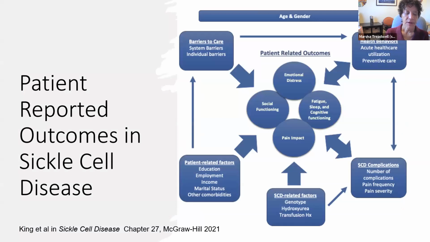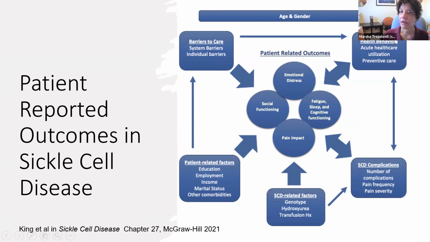So my colleague, Dr. Allison King, and also Kofi Annie, among others, recently reviewed research and best practices related to psychosocial factors in sickle cell disease, and we looked at patient-reported outcomes specifically. So this model builds on previous conceptual models. And so we propose that there are key patient and sickle cell disease related factors that influence these patient-reported outcomes. And then age and gender shifts over time as well influence patient-reported outcomes. So this model is ever evolving.